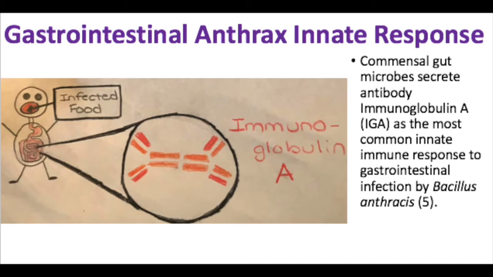Bacillus anthracis interferes with B1 cells in order to infect the GI tract. However, successful secretion of immunoglobulin A helps control this infection.